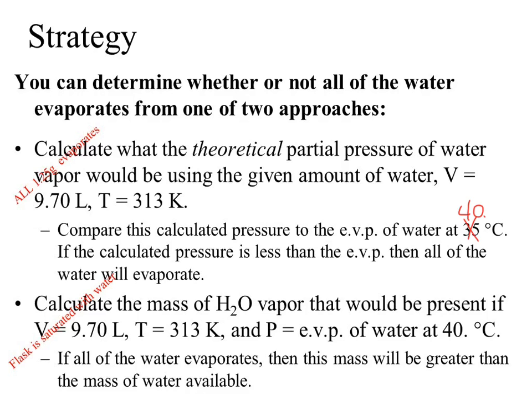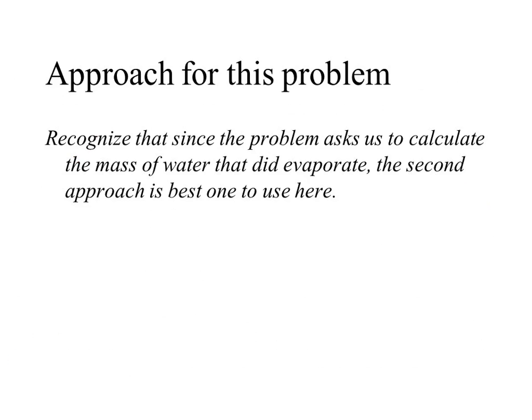What we're going to find out is that this mass is going to be less than your 1.25, so you're going to have some residue. Since this problem asks us to calculate the mass of the water left as a liquid, the mass of the water that did not evaporate, the second one makes more sense.